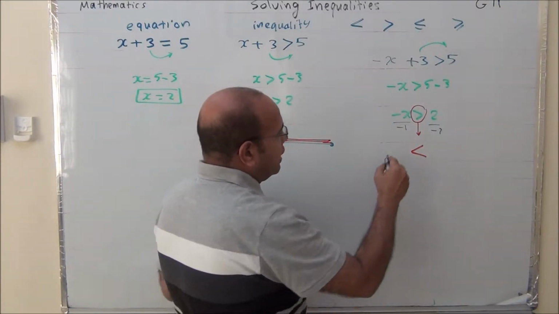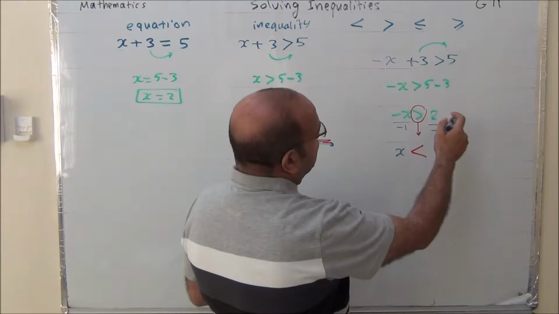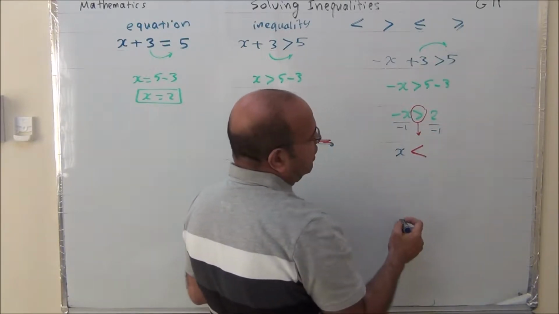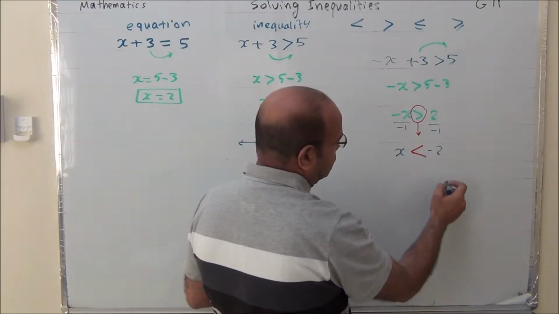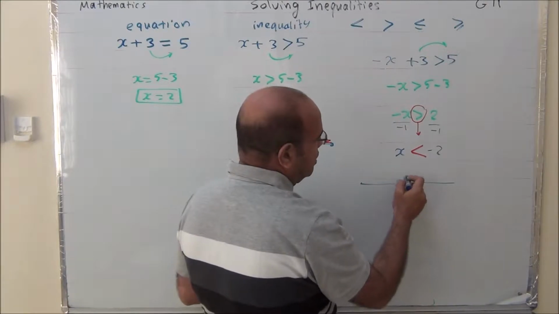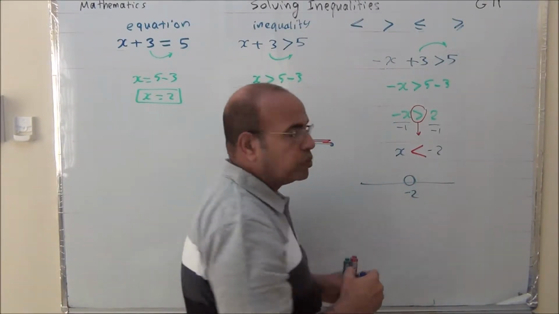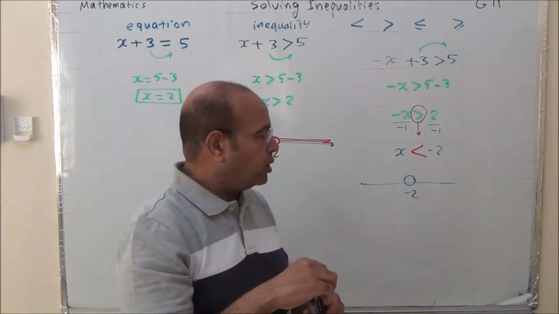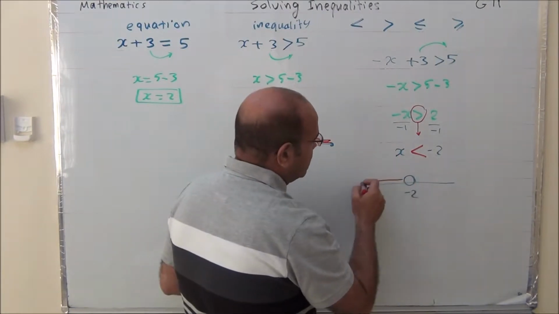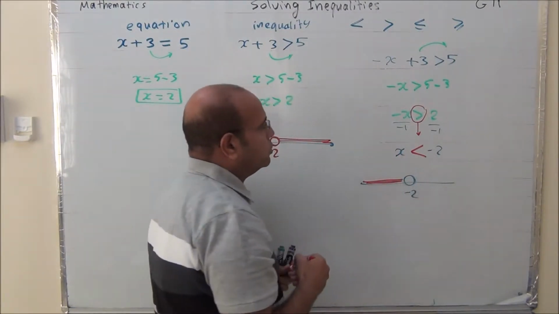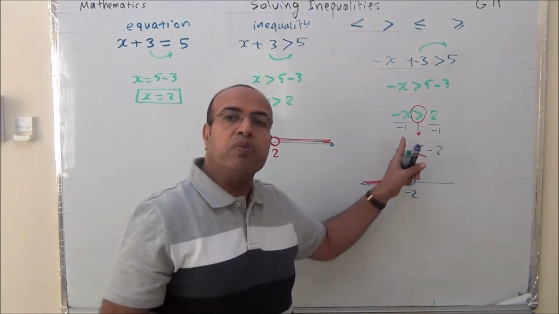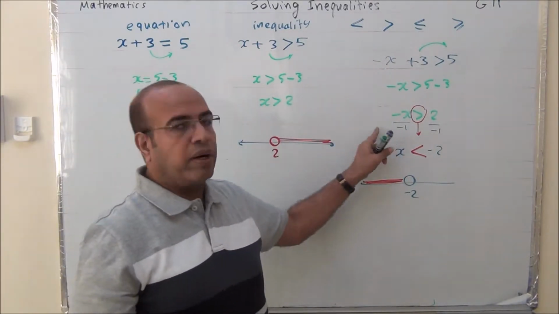So you write x less than 2 divided by negative 1, it's negative 2. So all the numbers that are less than negative 2, to the left. Only this is the difference between equation and inequality.